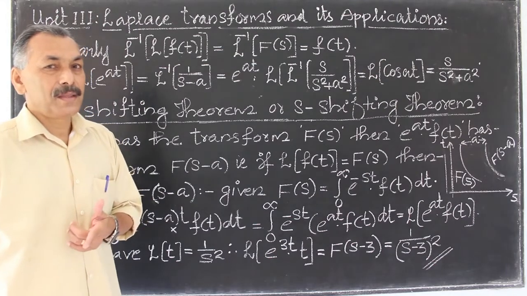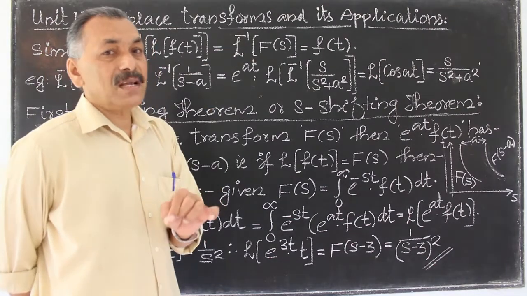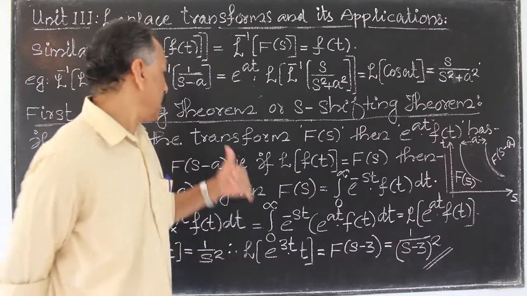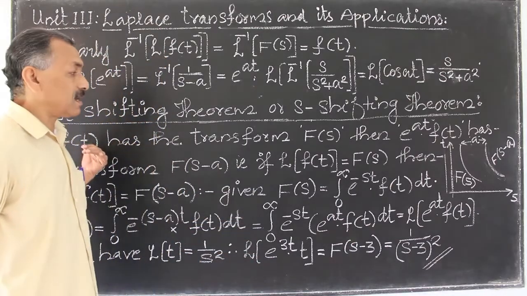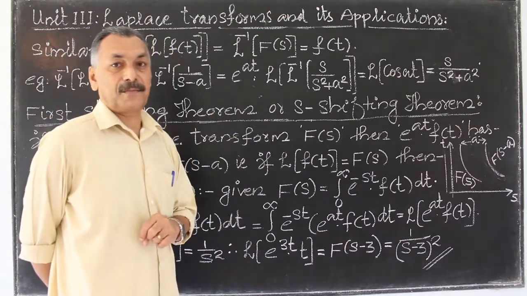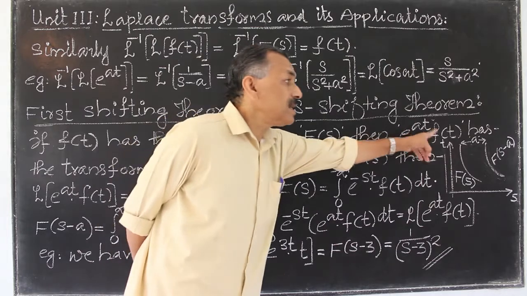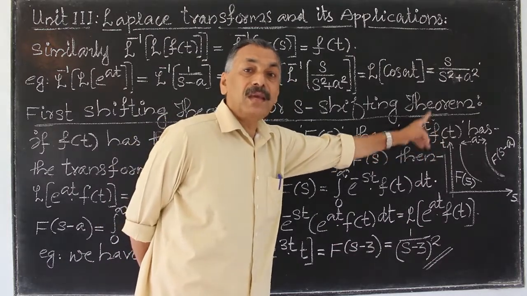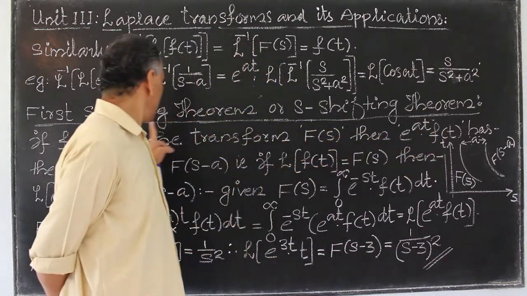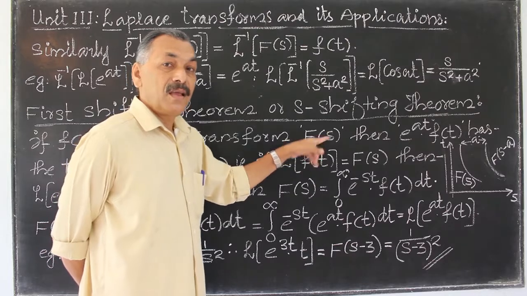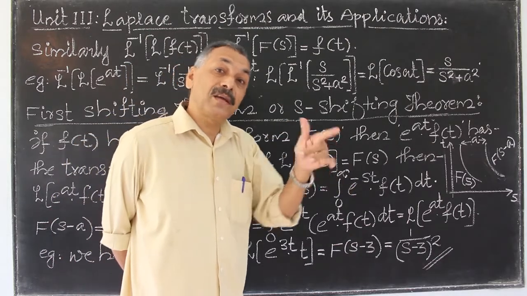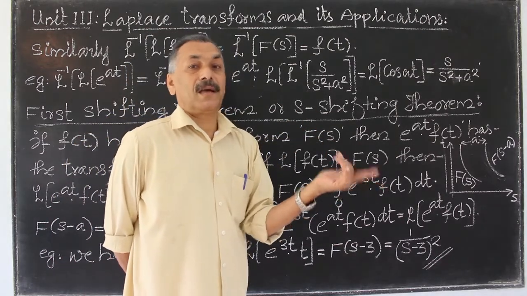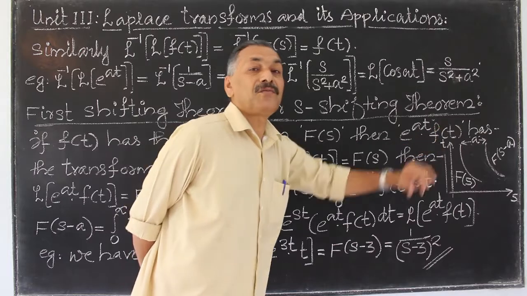പറഞ്ഞാൽ കിട്ടുന്നുണ്ടല്ലോ. The Laplace transform of a function f of t is F of s. Then e raised to at into f of t, അതൊരു പ്രോഡക്റ്റ് ആണല്ലോ. ഈ f of t യുടെ ട്രാൻസ്ഫോം ആണ് F of s. ആ f of t നമ്മൾ ഏതുകൊണ്ട് മൾട്ടിപ്ലൈ ചെയ്യുക? e raised to at കൊണ്ട് മൾട്ടിപ്ലൈ ചെയ്യുക. നമുക്ക് പ്രോഡക്റ്റ് കിട്ടും e raised to at into f of t.